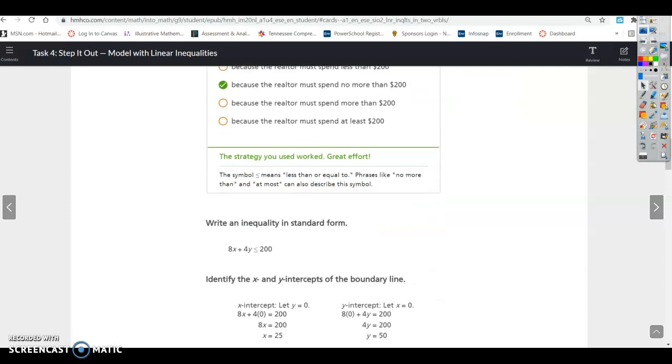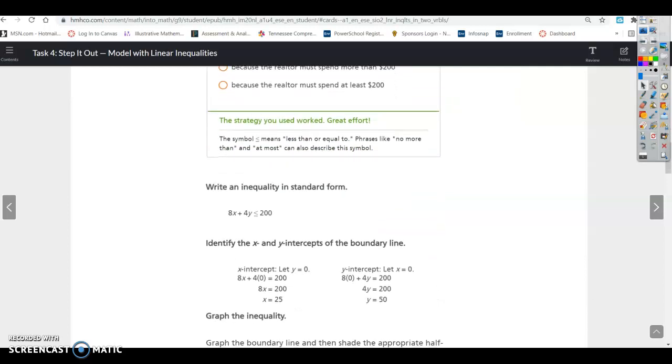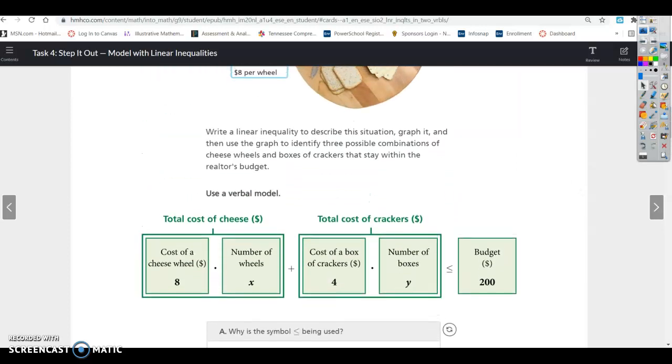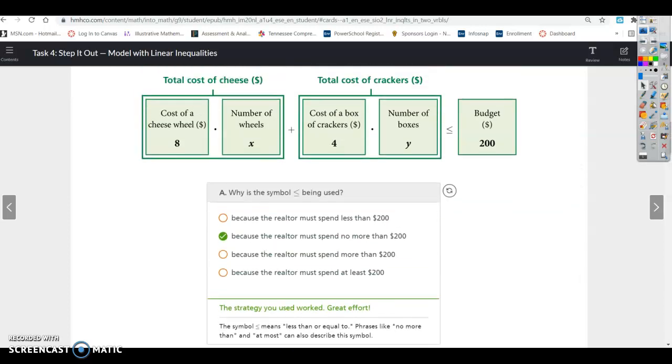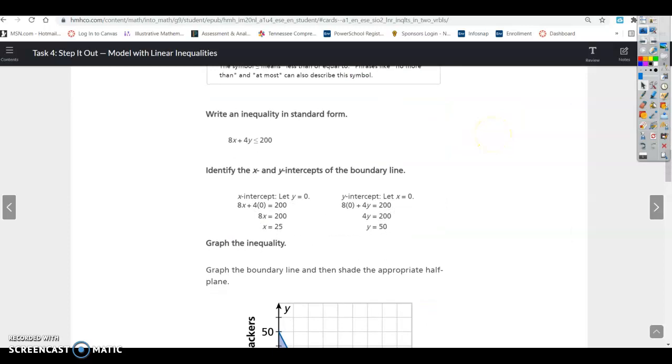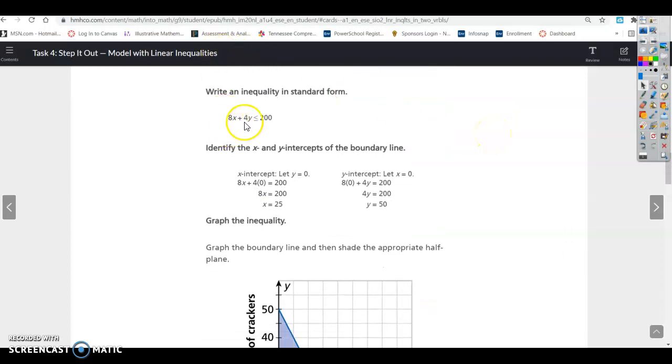All right, so it says write an inequality in standard form. 8x plus 4y less than or equal to 200. That's coming from the verbal model here. 8x plus 4y less than or equal to 200. So they just wrote it as a standard form inequality. And then it says identify the x and y intercept. Okay, remember we found the x and y intercepts by substituting 0.